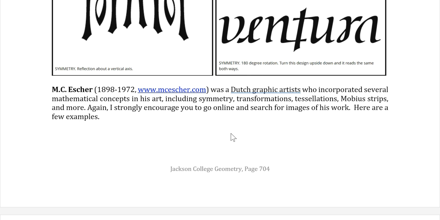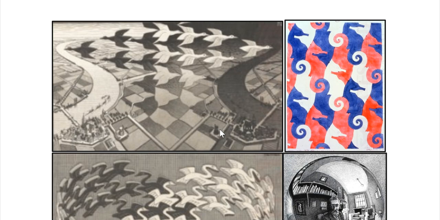Again, I strongly encourage you to go online and search for some images. Here's just a few examples. Notice this is a tessellation, and you can see how this has sort of been morphed from the landscape here, a farm perhaps, moving into birds, white birds going left, black birds going right, and there's some mirror image in this as well, some reflective symmetry.